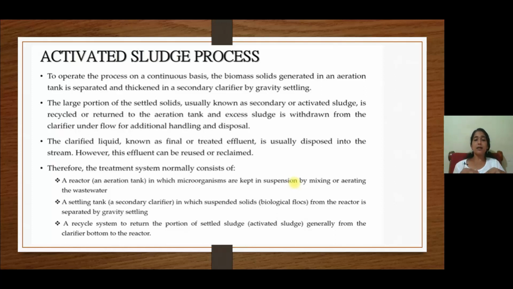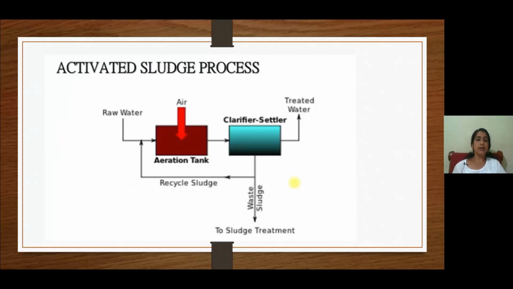The treatment system normally consists of three components: a reactor, a settling tank, and a recycle system. The reactor is basically an aeration tank, the settling tank is a secondary clarifier or secondary sedimentation tank, and the recycle system recirculates the activated sludge. This is the schematic representation.